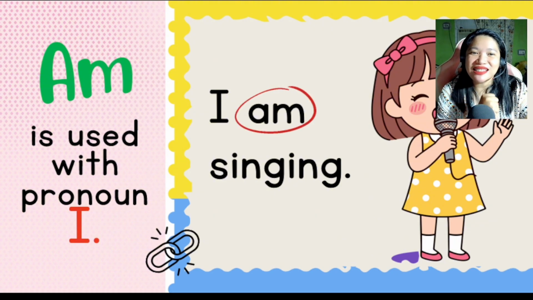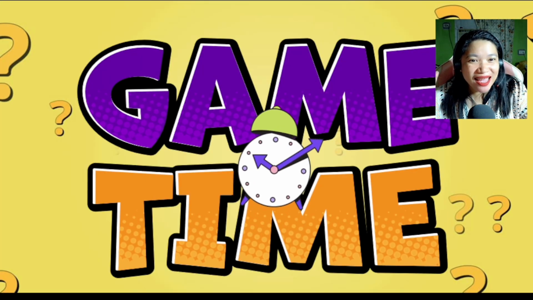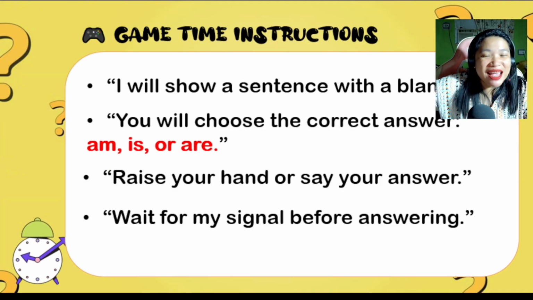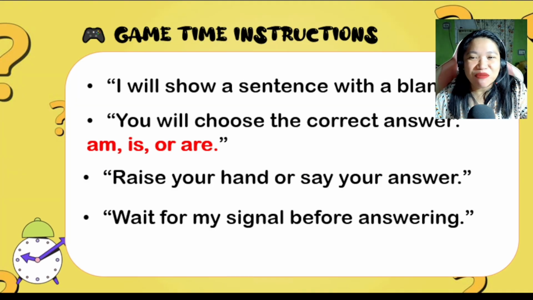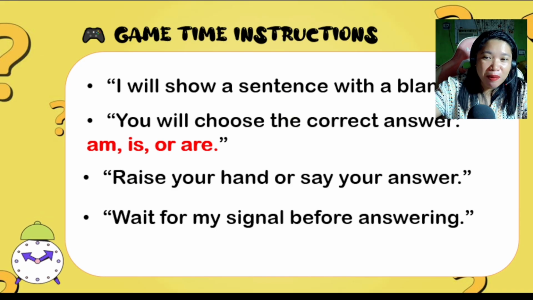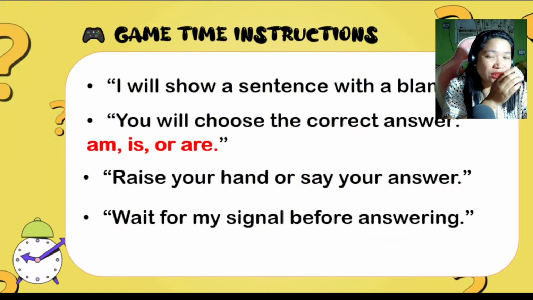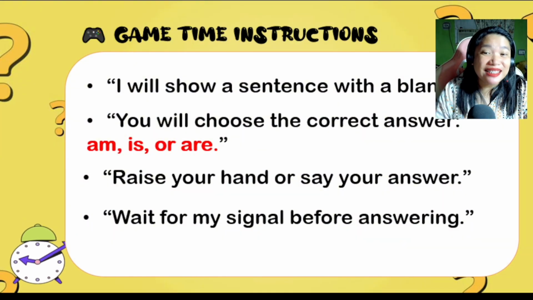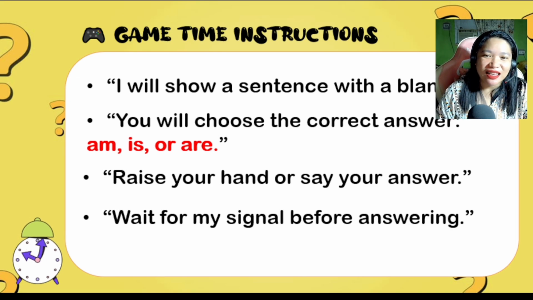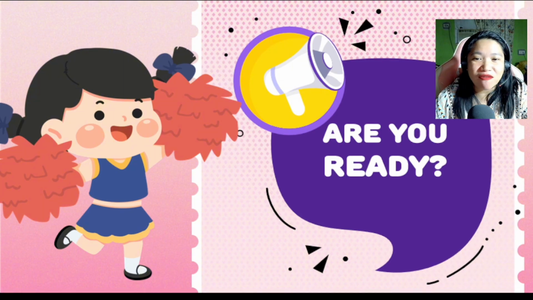Wow, you did amazing. Now that we understand is, am, and are, let's try to use them in a sentence. Are you ready? It's game time. Alright, before we begin, here are the mechanics of our game. I will show you a sentence with a blank, and you will choose the correct answer from am, is, or are. Once you know the answer, raise your hand or say your answer. And then, wait for my signal before answering.